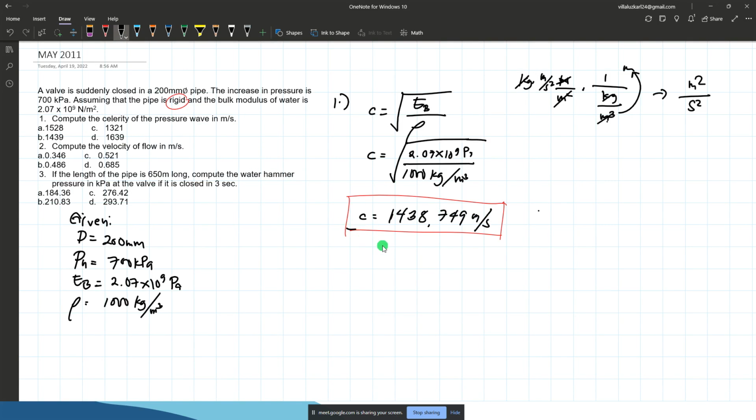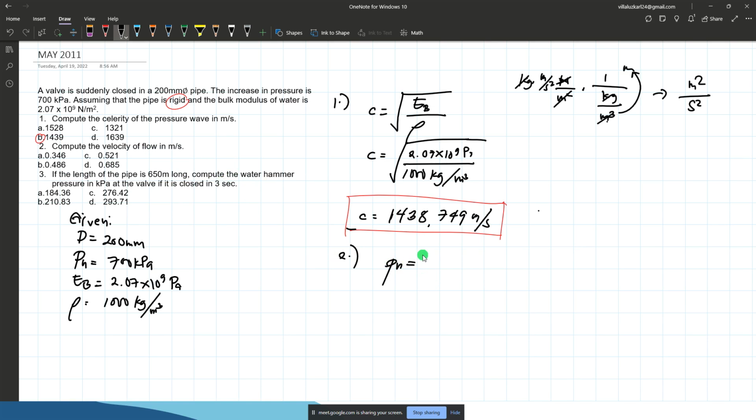So for number one, C is 1438. The nearest answer is 1439, letter B. For number two, compute the velocity of flow in meter per second. So what will be the velocity? We are not yet in number 3, where we consider the time of closure. We're still in number 2, so if we don't have a given time of closure, we can assume first that it is an instantaneous closure in solving this kind of problem.